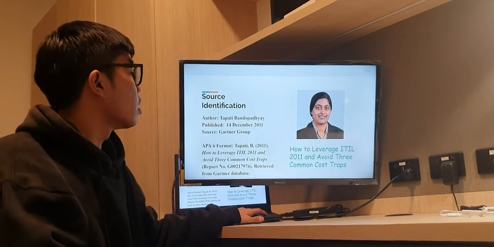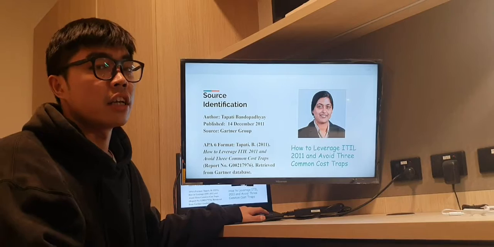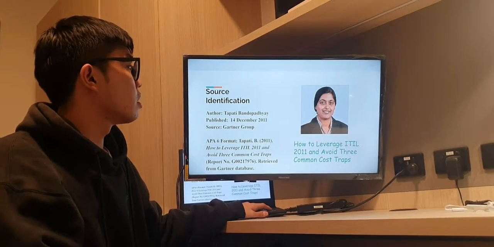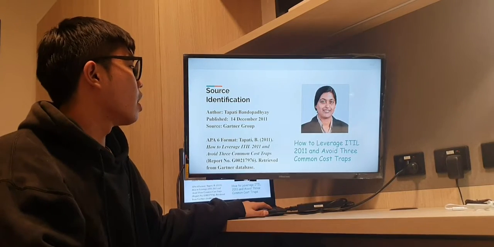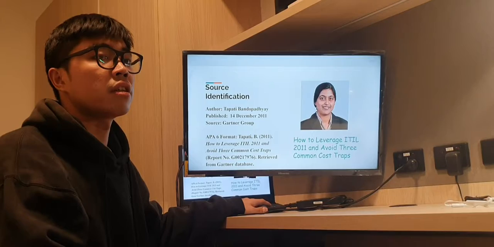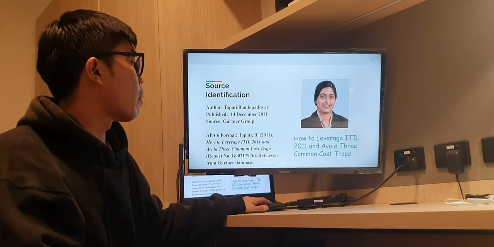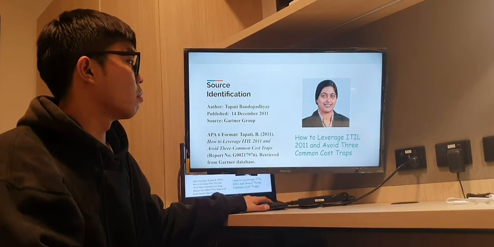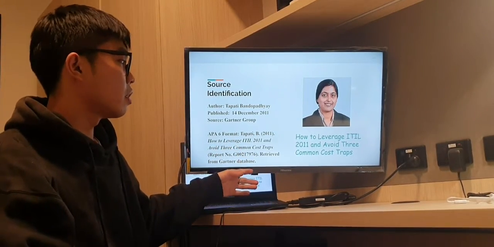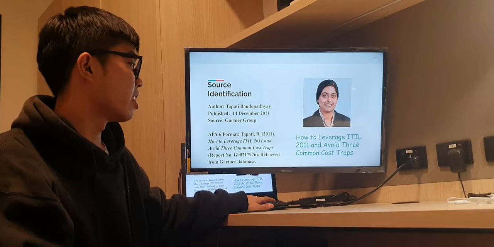So let's move on. Here is the first page, source identification. This article was written by Tripathi from India, and it was published on 14 December 2011. And the published source is the Gartner Group. So here is the APA6 format reference and the picture of the author.